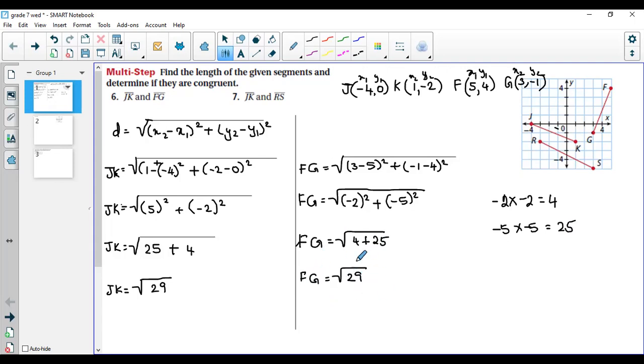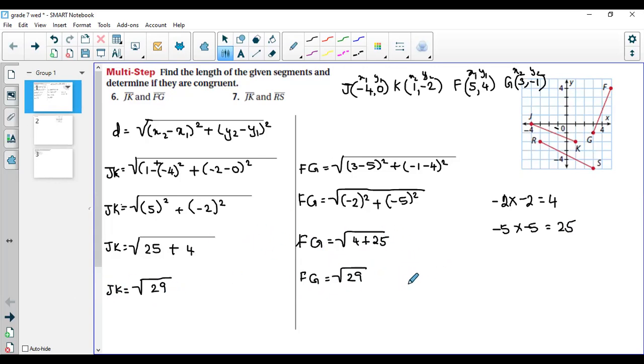Now what did I say? Because it's not a perfect square. If it's a perfect square, we can solve it. If it's not a perfect square, leave it like that. Now we have the distance of JK and FG. Are they both the same? Yes, they both are the same. The distance of JK and FG, they both are the same.